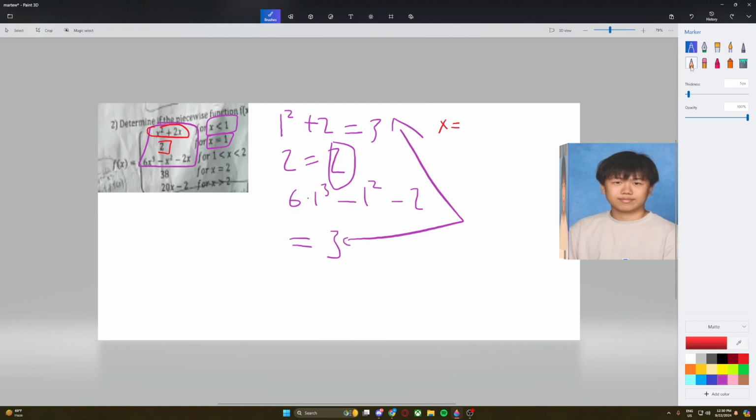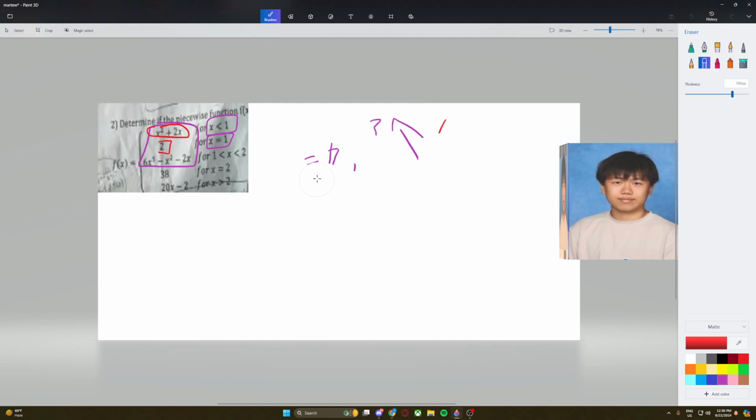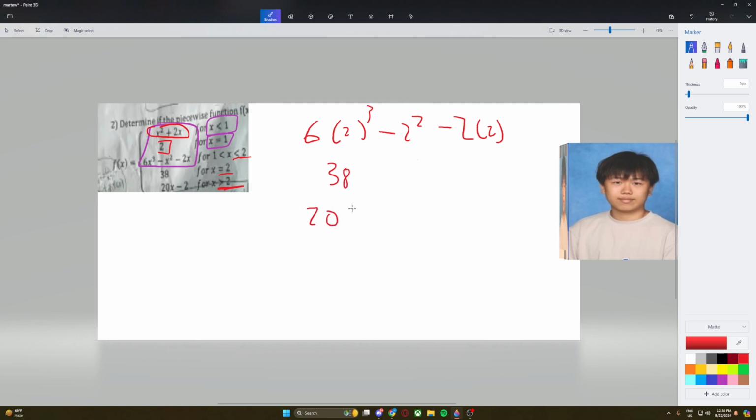Alright, next part is the bottom part. So this one again doesn't have a bar, but it's at 2, x equals 2. So basically same thing as this one, but with ones. So let's plug in 6 times 2 cubed minus 2 squared minus 2 times 2, 38, and 20 times 2 minus 2.